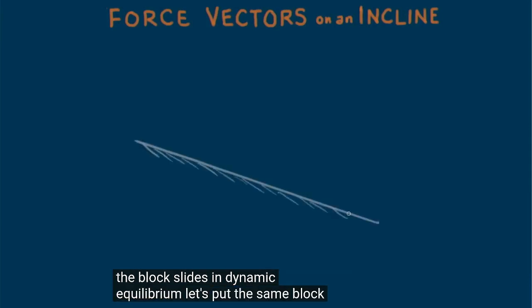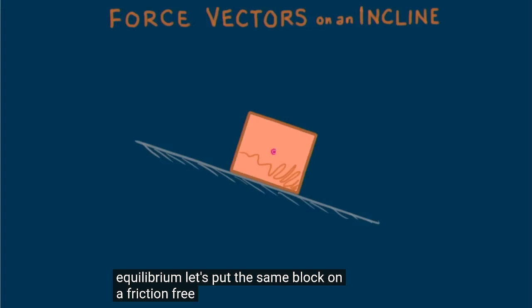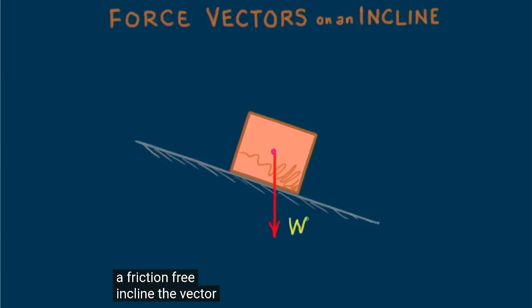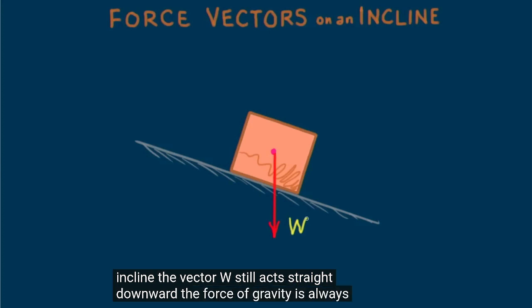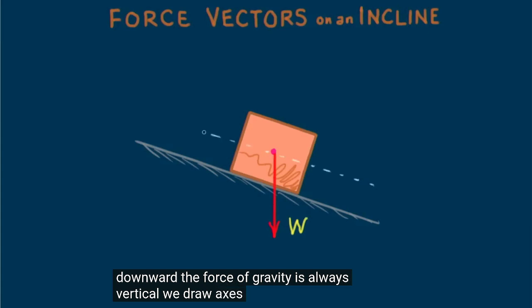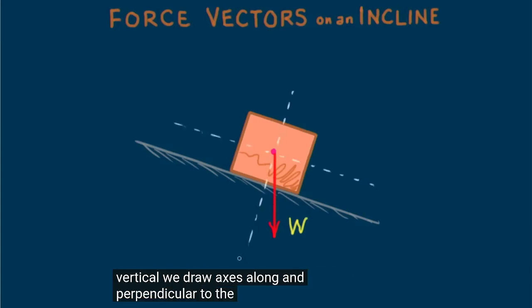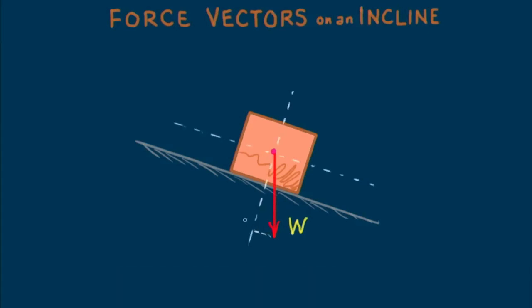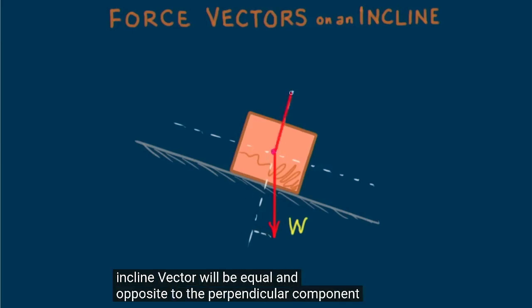Let's put the same block on a friction-free incline. The vector W still acts straight downward. The force of gravity is always vertical. We draw axes along and perpendicular to the incline. Vector N will be equal and opposite to the perpendicular component of W.